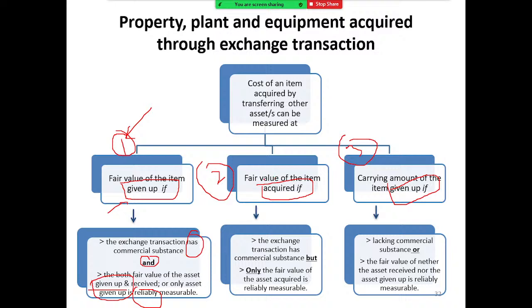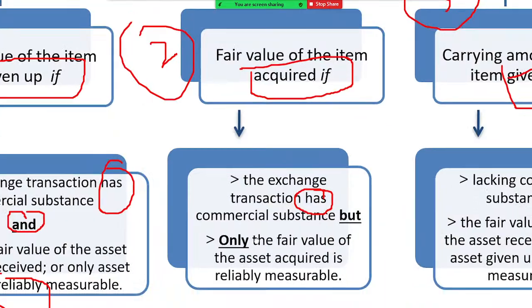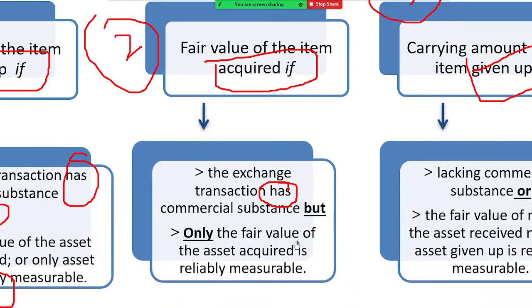In the second option, the fair value of the item acquired, the new asset. Which condition? The exchange transaction has commercial substance, but only the fair value of the asset acquired is reliably measurable, or the fair value of the new asset acquired is dominant over the existing asset given up.